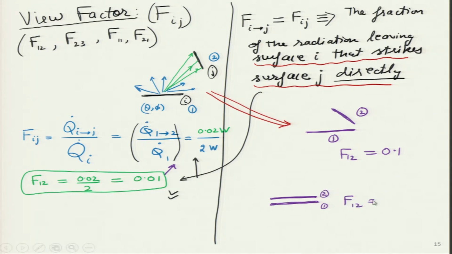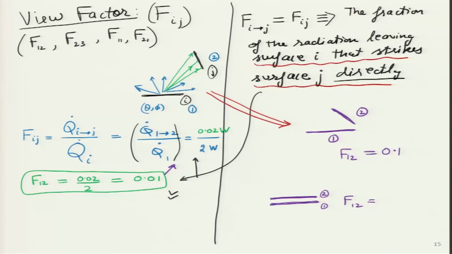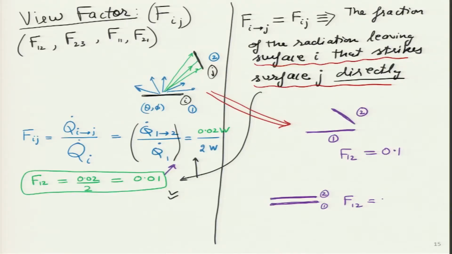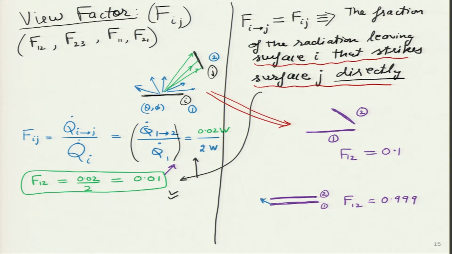So, if I ask the student in this particular case, if I have two surfaces which are right on top of one another, both having equal area, very close to one another, then I think the students can tell that the fraction of the radiation leaving surface 1, the bottom surface, that strikes surface 2 directly is almost equal to 100%. So, we can write in that case, if this gap is very small, then this value will be very, very close to 1. Why is it not 100%? Because some radiation will be leaving from the side.